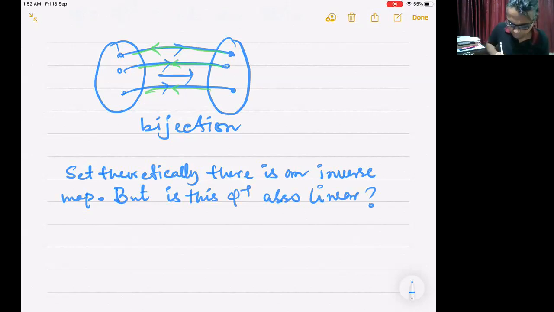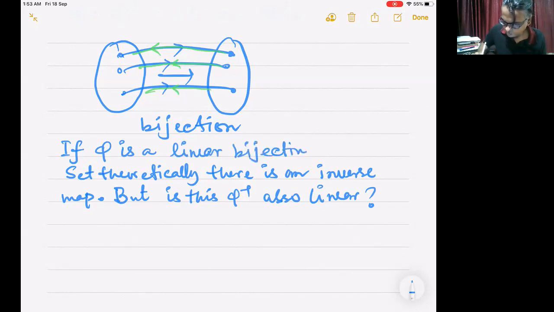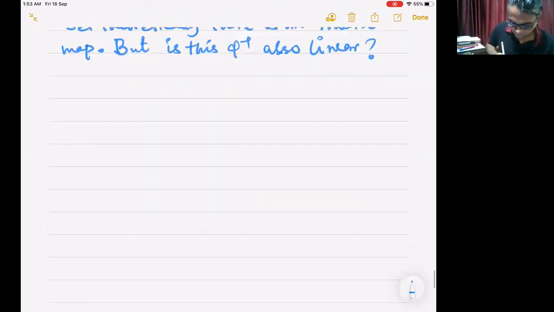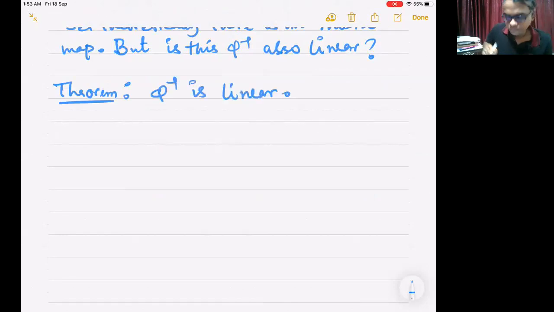So if phi is a linear bijective map, then set theoretically there is an inverse map, but the question is, is this also linear? As you can guess, the answer is yes, it is also linear. Why is that so? Theorem: phi inverse is indeed linear. Okay, but the question is why? How do we show this? In fact, it will follow pretty easily.